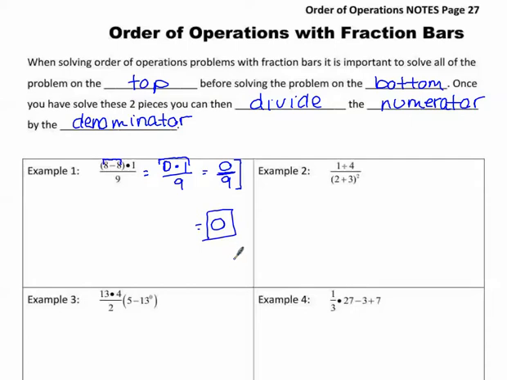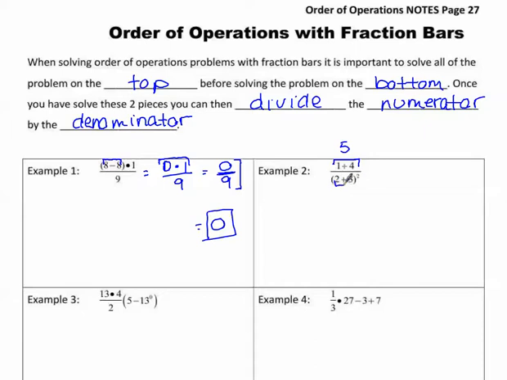Now let's look at problem number 2, and let's work it a little bit differently. Some people may get a little bit confused when you work side by side with the fractions. So in this one, I'm going to work it up and down. So I'm going to do the top. 1 plus 4 is 5. So that's going to be the numerator. Now I'm going to work the bottom and go down.